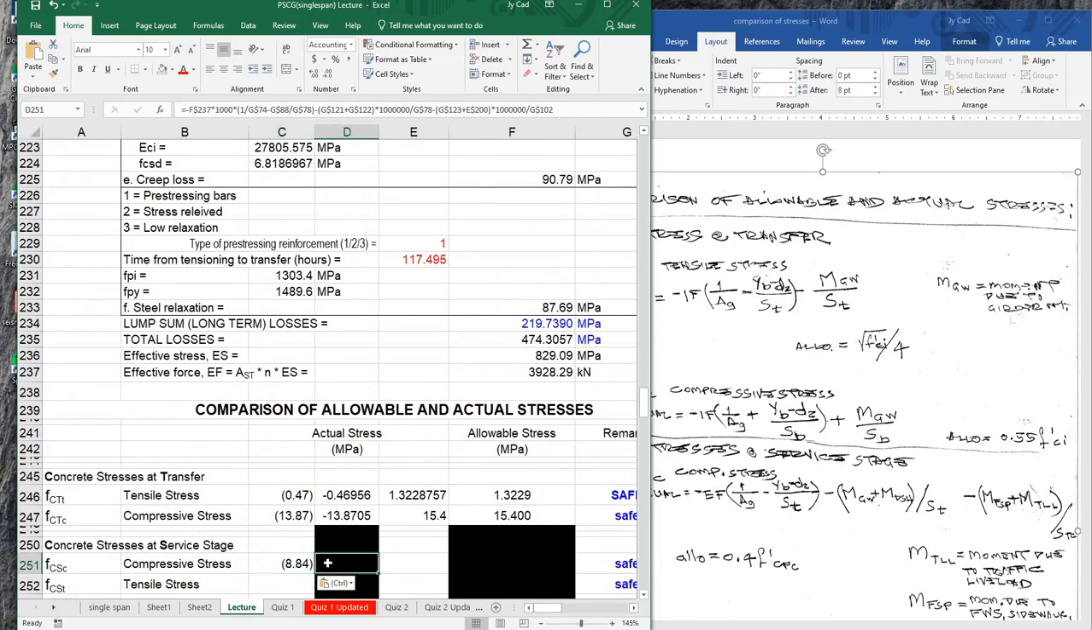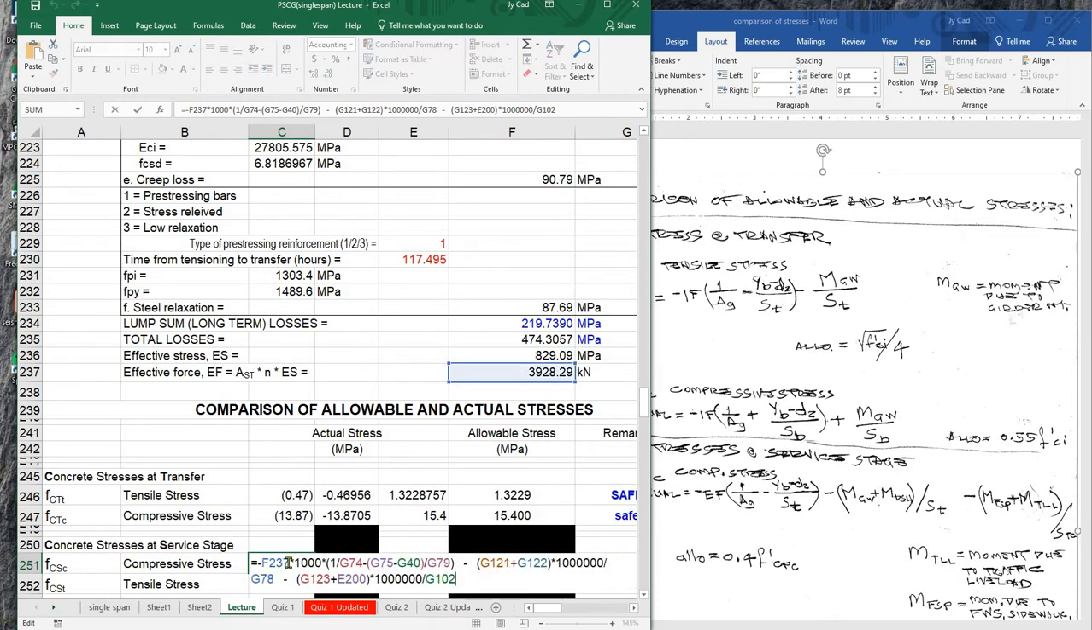Okay, so let's check. Negative 9.046. So, it's wrong. Where did I go wrong? So, let's trace it. Oh, this is how to trace. So, I will press F2. Negative F237, that should be, there, effective force, 237. This one. Correct. Okay? So, this is column F, and then, row 237.